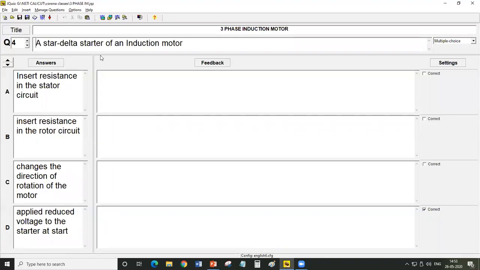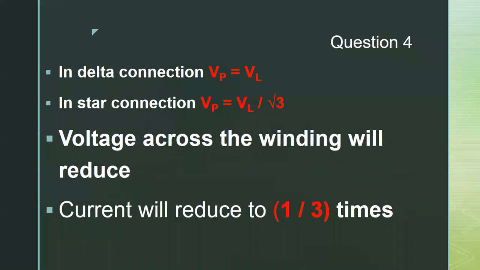The next question is about the star delta starter of an induction motor. What does the star delta starter do, and what is the working inside it? The options are: insert resistance in the stator circuit, insert resistance in the rotor circuit, change the direction of rotation of the motor, or apply reduced voltage to the stator at the starting time. You can see that in delta connection.